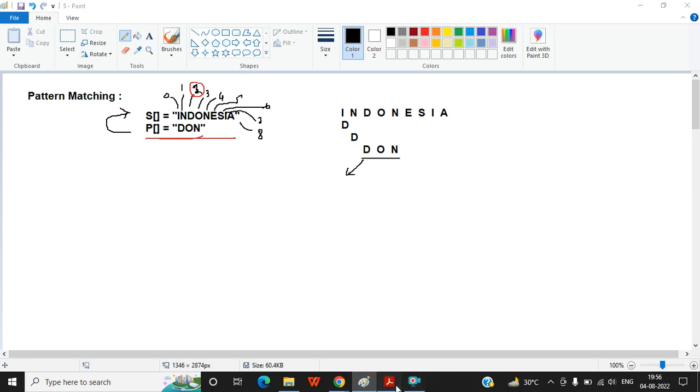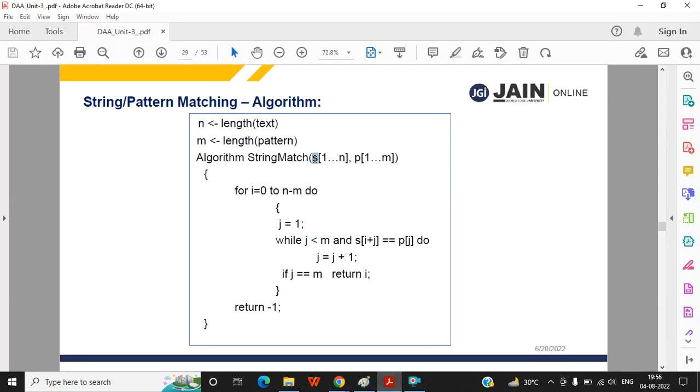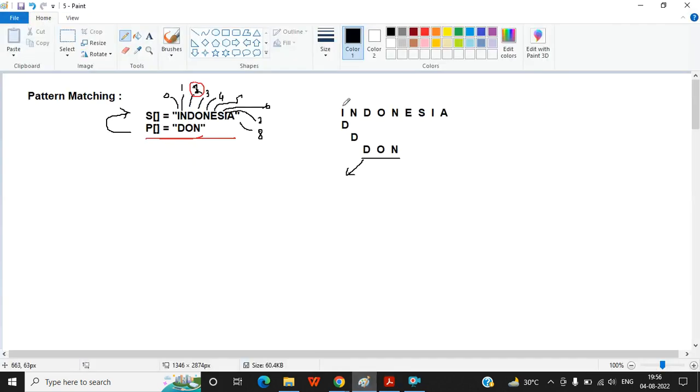Let's look into the algorithm. So this is your first string and this is your pattern. The length of the first string is n and the length of the pattern is m. This array contains n characters and this array contains m characters. Tell me how we will do that. We will start a loop from here, and we also have to start a loop for this string. So there will be a nested loop; this loop comes inside this loop.